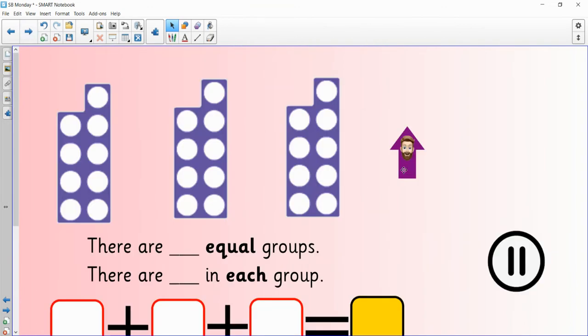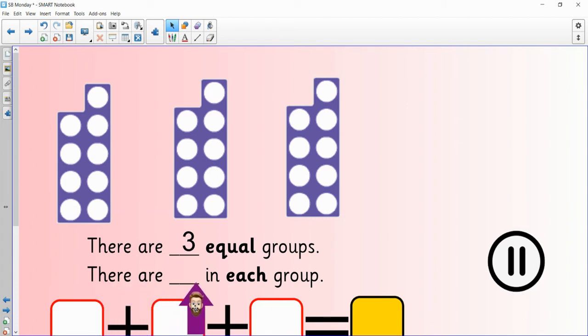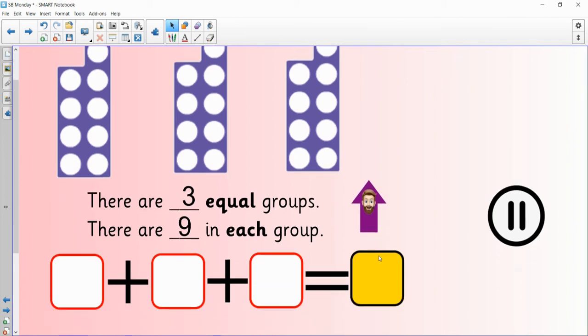Another example. This time the numicon are the groups. So there are equal groups. How many, everybody? That's right, 3. Now, how many are there in each group? Let's have a quick count. I'm going to count in twos. 2, 4, 6, 8, and one more. How many? 9, that's right. There are 9 in each group. 3 equal groups with 9 in each group.